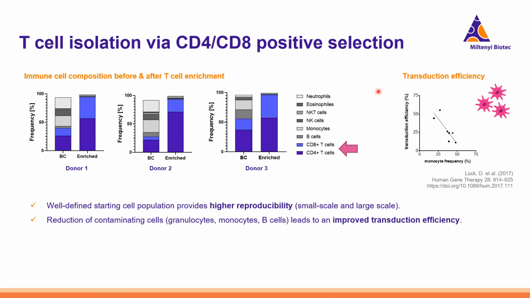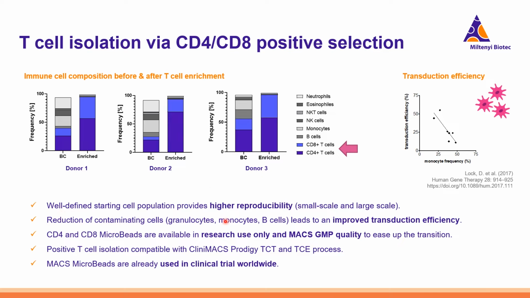Additionally, we observed a correlation between the numbers of monocytes in the starting material and the transduction efficiency. The hypothesis here is that the monocytes eat up the virus, as shown on the figure on the right-hand side here. This also leads to the conclusion that pre-enrichment is beneficial to improve the transduction efficiency.